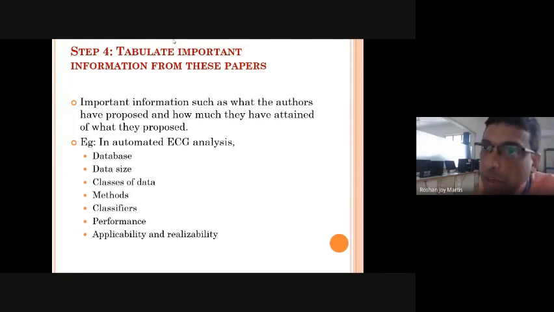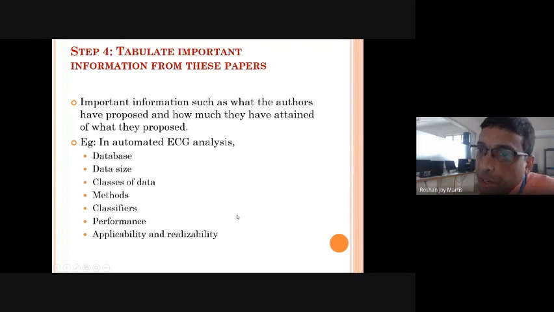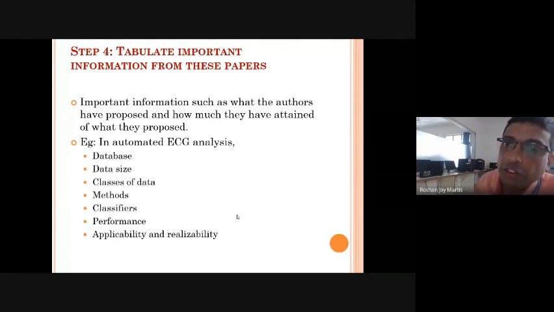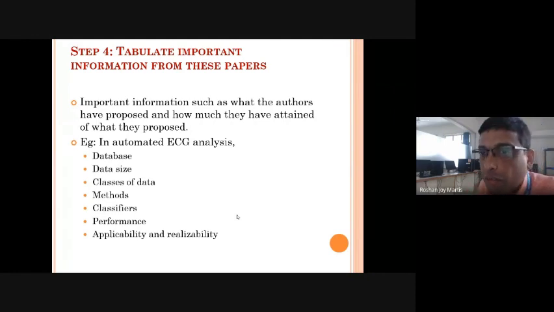In my problem, what I pursued during my PhD is electrocardiogram analysis. For me, after reading a number of papers, these aspects were important. Every research paper was using a different ECG database. Even when they were using the same database, some were using some portion of the database, some were using the full database, and some were using different categories in the data, different methods, different classifiers, and obtaining different performance. So now I have to standardize these things.